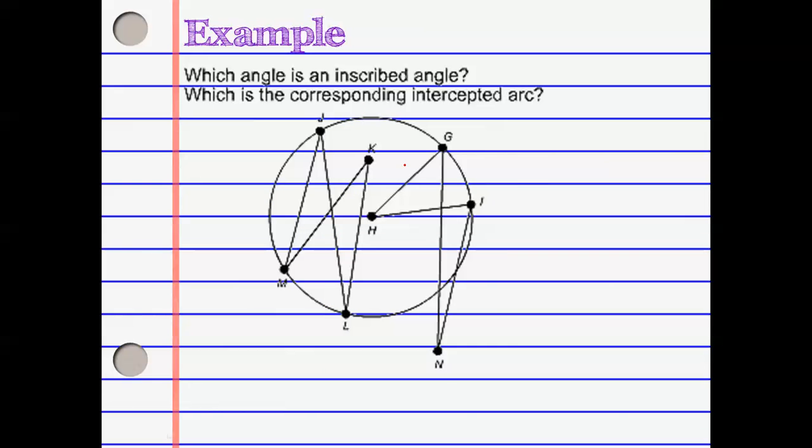So here it says which angle is an inscribed angle and which is the corresponding intercepted arc. So remember, inscribed angles have to have their points on the circle. So here we could say that angle MJL is an inscribed angle, and then we would say its corresponding intercepted arc would be ML.